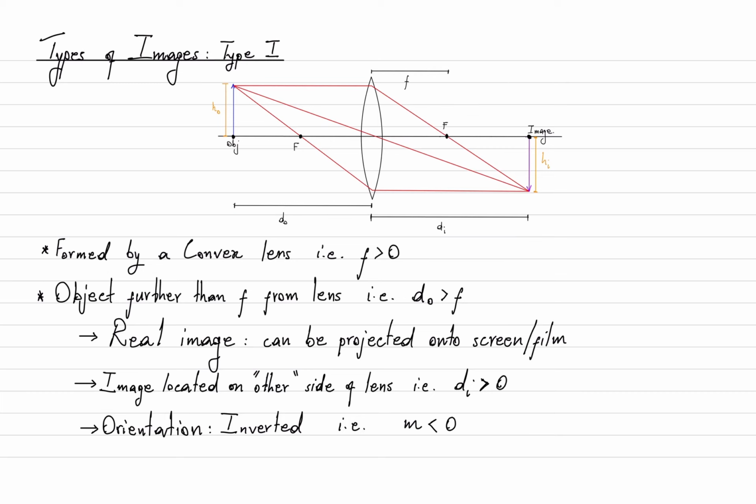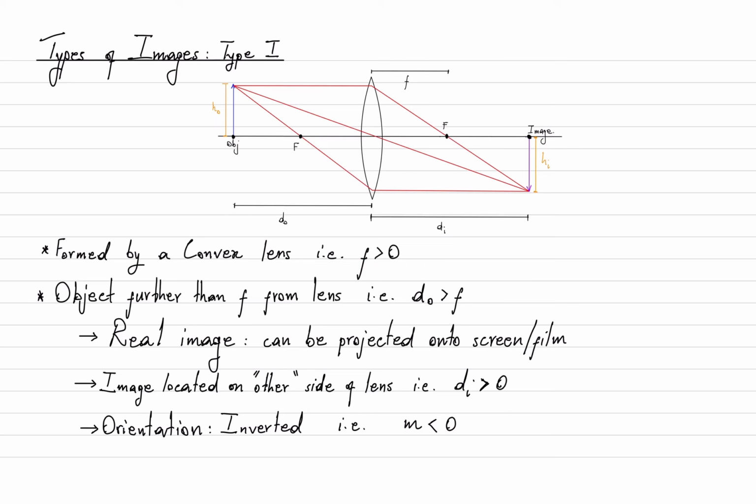So the first type of image is one that is formed by a convex thin lens. Remember, we're going to stick to thin lenses, so no aberration and no dispersion. Okay, so a type 1 image is one that is formed by a convex lens. Because we're dealing with a convex lens, our conventions instruct us that the focal length must be positive, larger than 0.